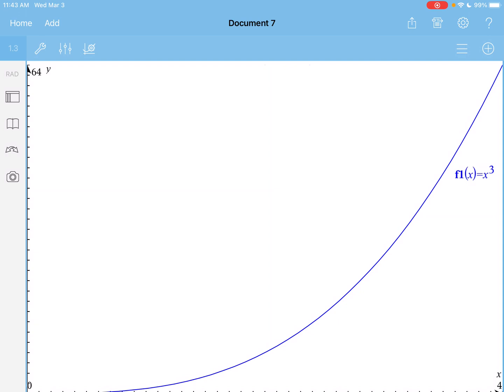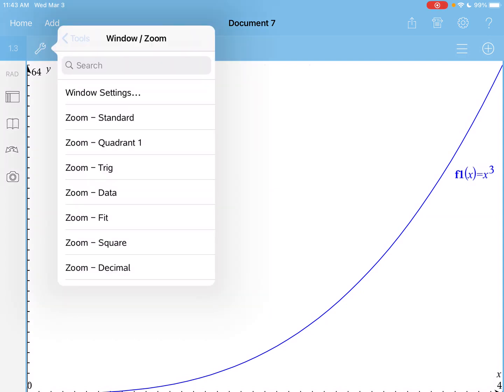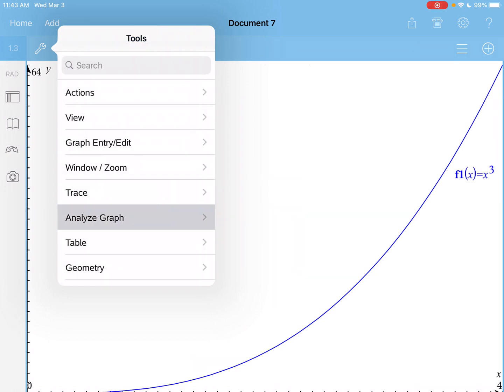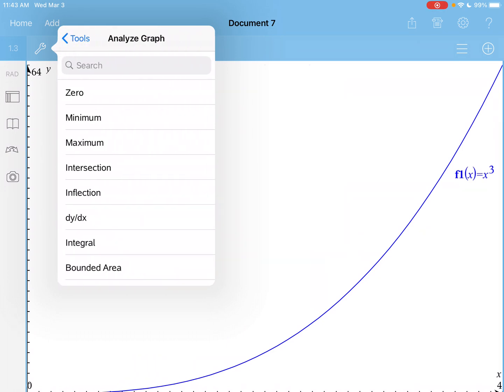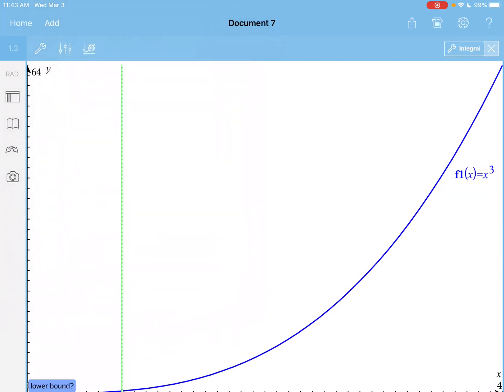Now, one of the things I haven't really shown you, guys, is if you hit menu and you go to, let's take a look here, Analyze Graph, one of the things it'll do for us, everybody, is an integral. And the lower bound, shoot, for you guys, you can just go ahead and type in a 1 on your calculator. And I don't know that I can do that right here.